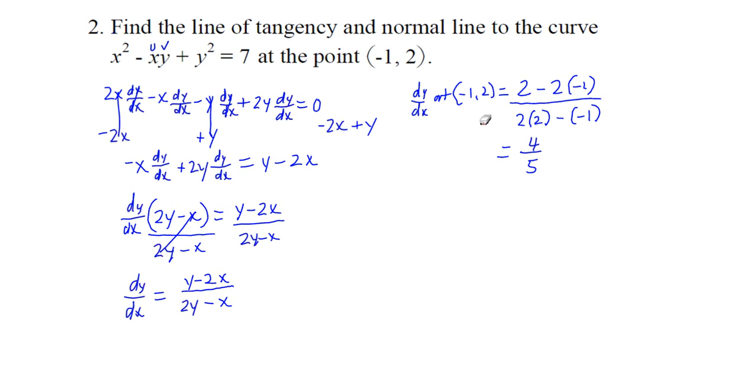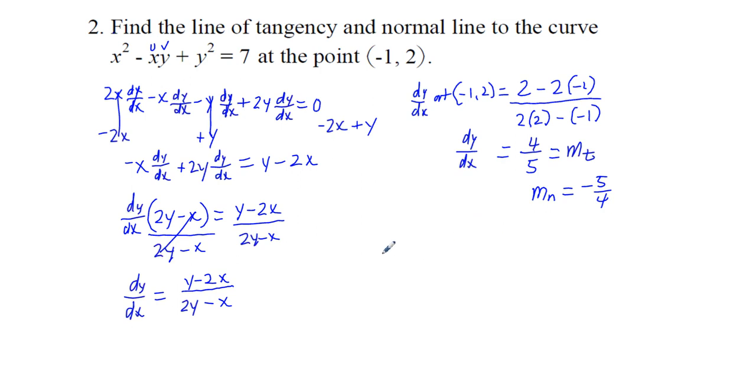So that's going to be our slope of the tangent line. So I'm going to call it m sub t. Okay? And then for the slope of the normal line, it's going to be a negative reciprocal. So I will say m sub n, which is the slope of the normal line, is going to be negative 5/4.